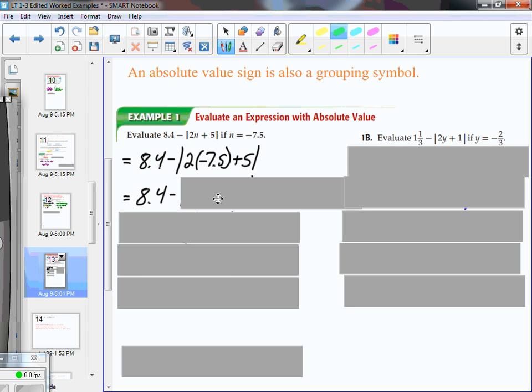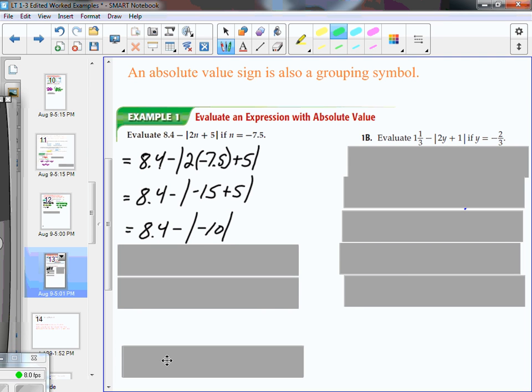Multiply. What is 2 times -7.5? -15. So -15 plus 5 is what I have inside there now. Now, still don't take an absolute value of anything yet. I need to get a single number inside of there. -10. -15 plus 5 is -10. So leave the 8.4 there, leave that negative sign, and inside your absolute value signs you have -10.